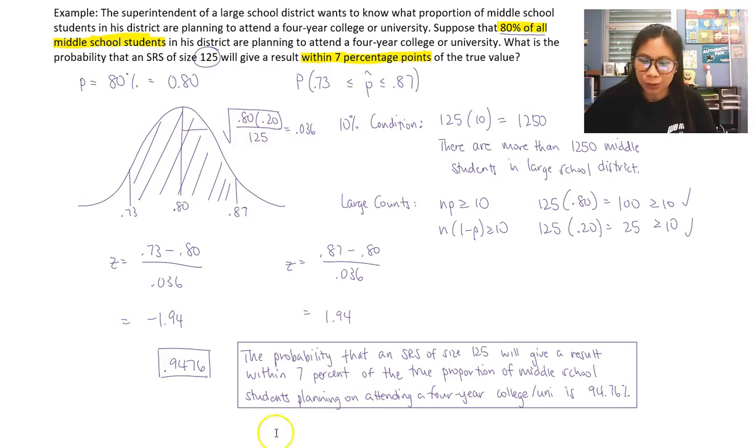And of course, we're also going to answer it with words. So all we're doing is just restating the question. So it says, what is the probability that blah, blah, blah. So we're just going to say the probability that an SRS of size 125 will give a result within 7% of the, and then I'm just going to replace the context in here. The true proportion of middle school students planning on attending a 4-year college or university is 94.76%. And that's it for this section.